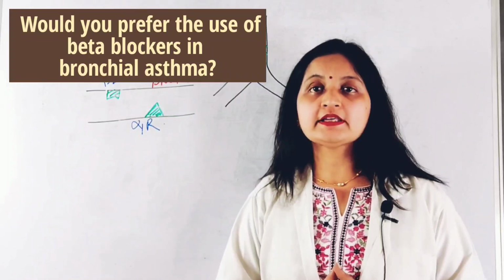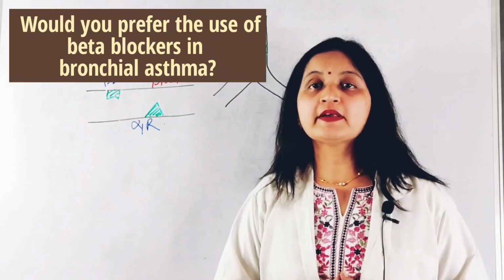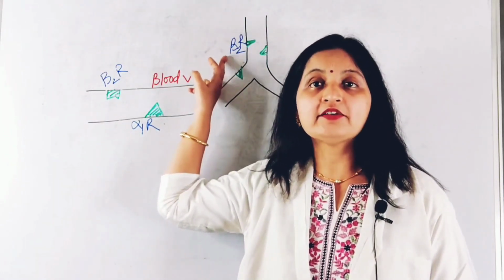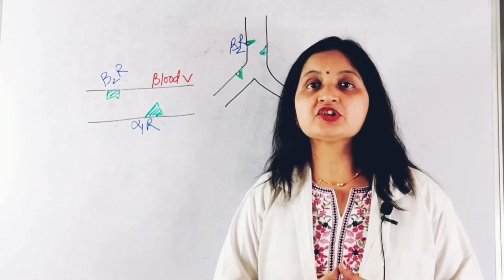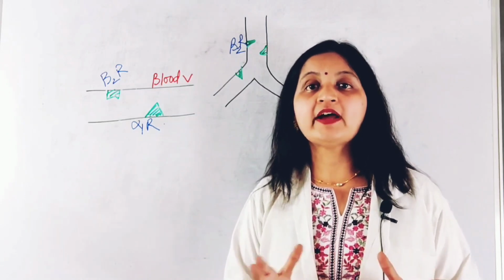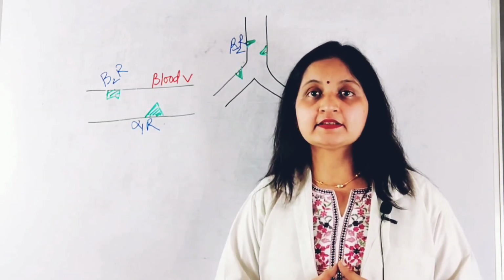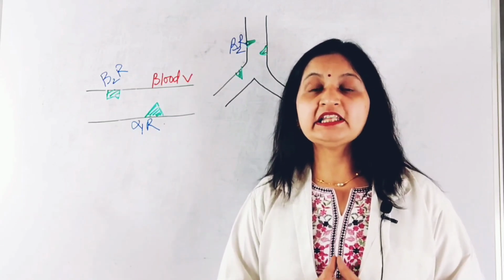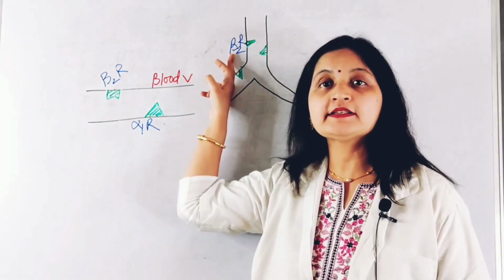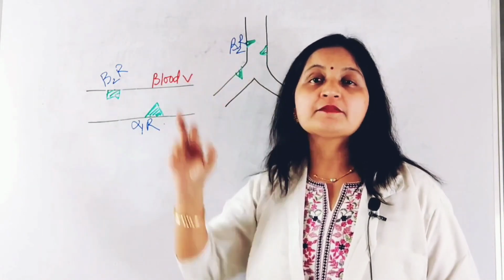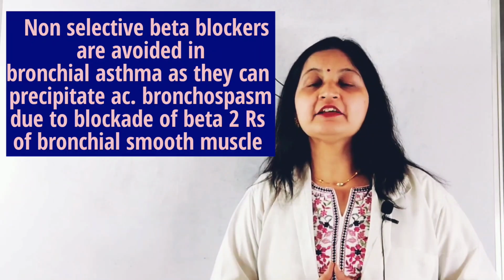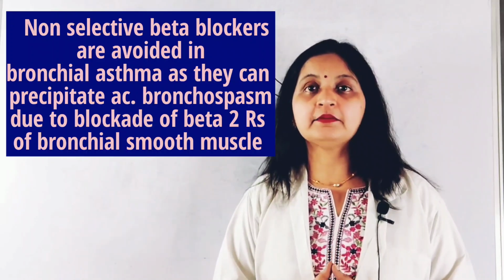Next, the use of beta blockers in bronchial asthma. The bronchial smooth muscles express beta-2 adrenergic receptors, and stimulation of beta-2 adrenergic receptors causes bronchodilation and relieves breathlessness, shortness of breath, and cough, and provides relief to the patient with bronchial asthma. So, beta blockers, particularly the non-selective beta blockers, by antagonizing the beta-2 receptors, can precipitate acute bronchospasm. This can cause worsening of bronchial asthma, and therefore non-selective beta blockers are avoided in bronchial asthma.